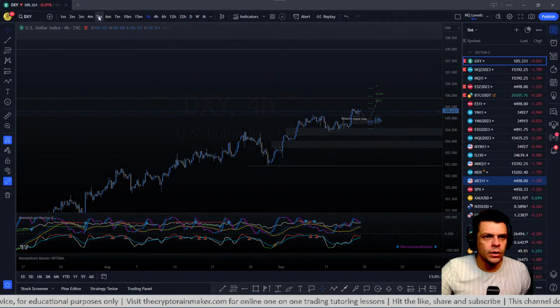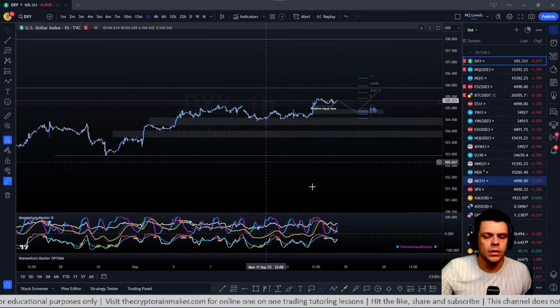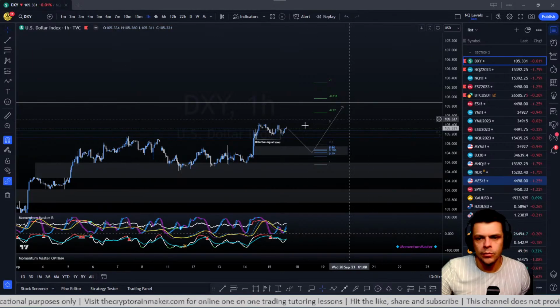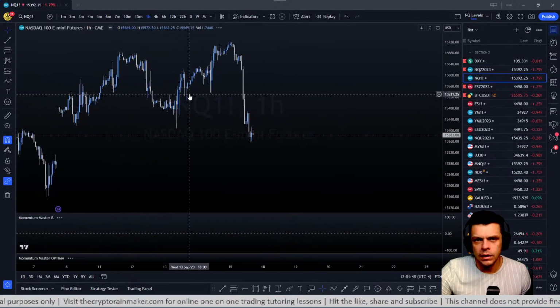All right, so that's it for the dollar index. I'm not going to dig into the lower time frames right now, seeing that the market is still closed. We'll start digging into the lower time frames from tomorrow again. Right, so let's have a look at the Nasdaq.